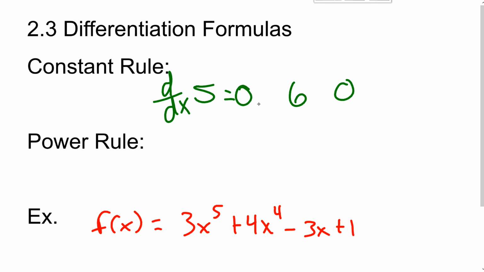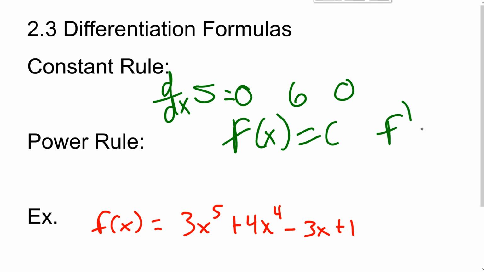So when I take the derivative of a constant, any f of x that equals c, just some constant, the derivative of that constant will be 0. So the derivative of a constant is 0. So that's the constant rule.